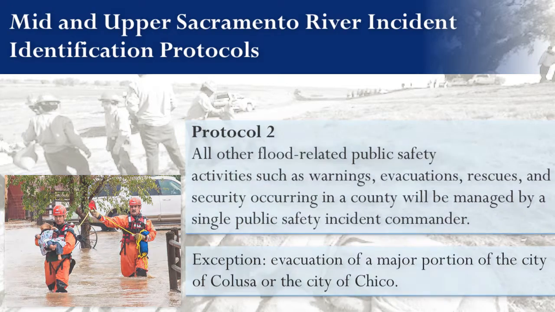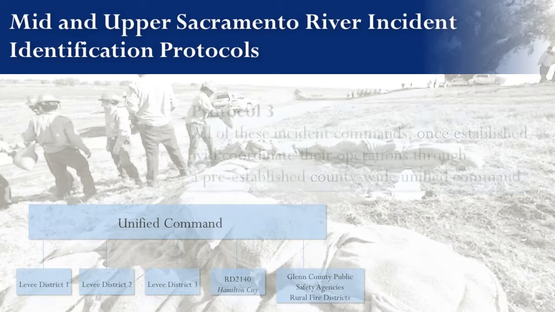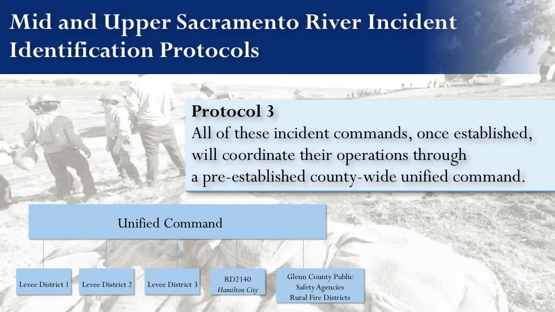In those cases, a separate city incident command will be established to manage all public safety operations in the affected city. The third, Regional Command Protocol, states that all of these incident commands, once established, will coordinate their operations through a pre-established county-wide unified command.